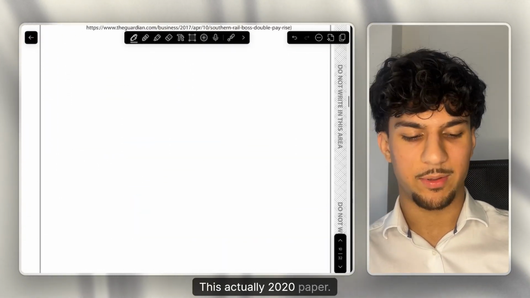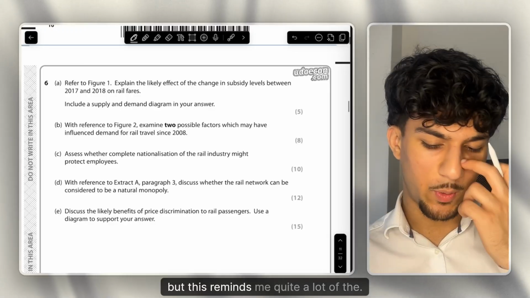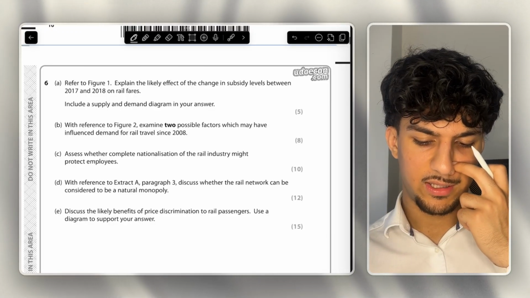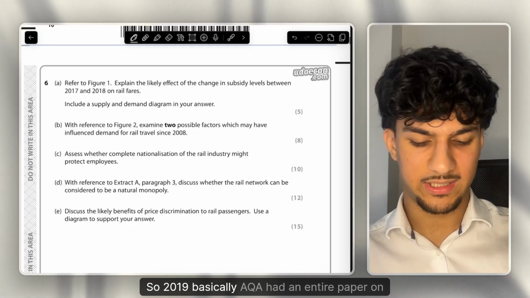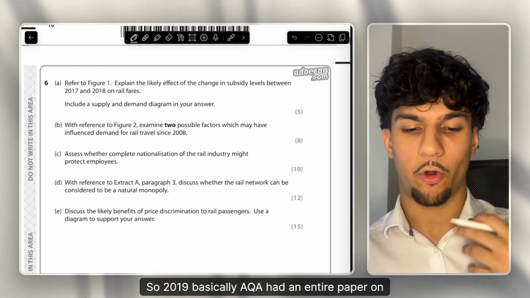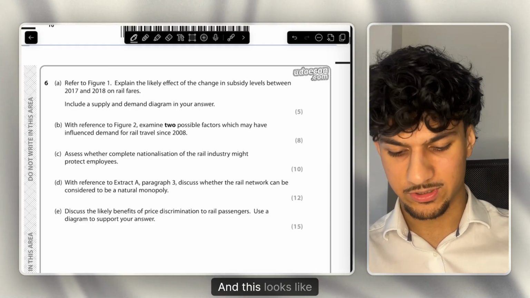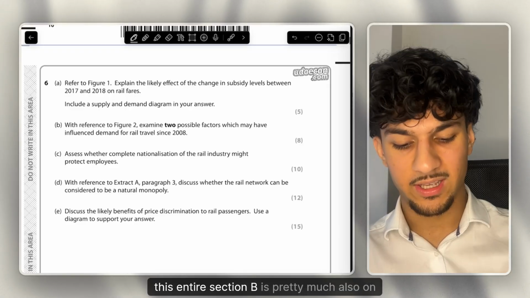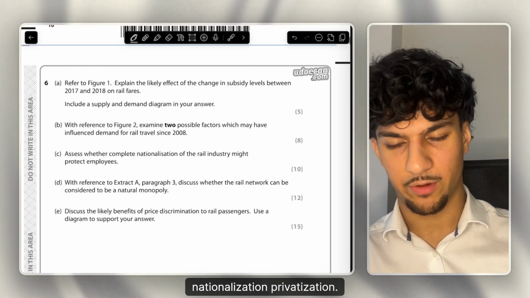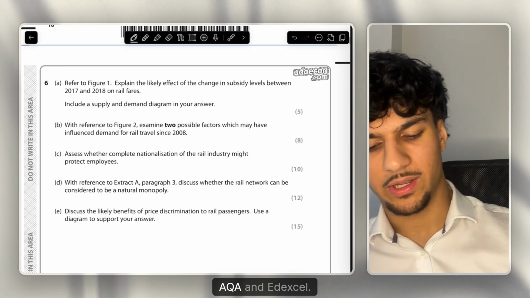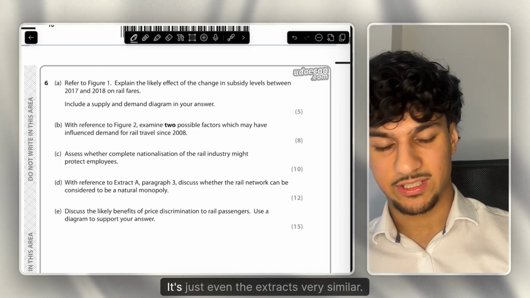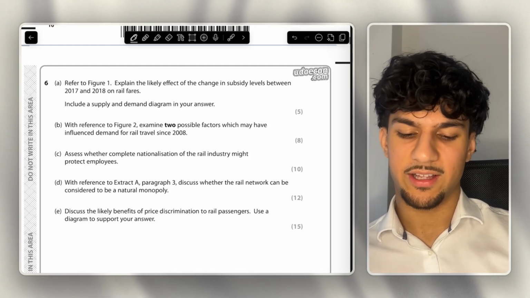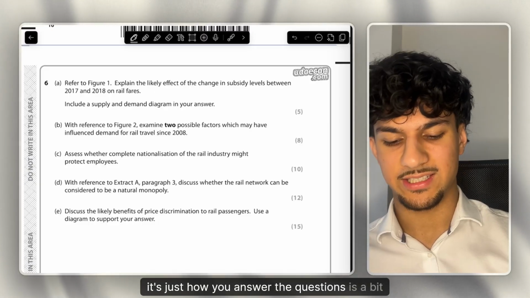This is the 2020 paper, but this reminds me quite a lot of the AQA Paper 1 2019. In 2019, AQA had an entire paper on nationalisation, and this entire Section B looks pretty much also on nationalisation and privatisation. A lot of students ask the difference between AQA and Edexcel. Honestly, a lot of the content you get assessed on is exactly the same, even the extracts are very similar. It's just how you answer the questions that is a bit different.